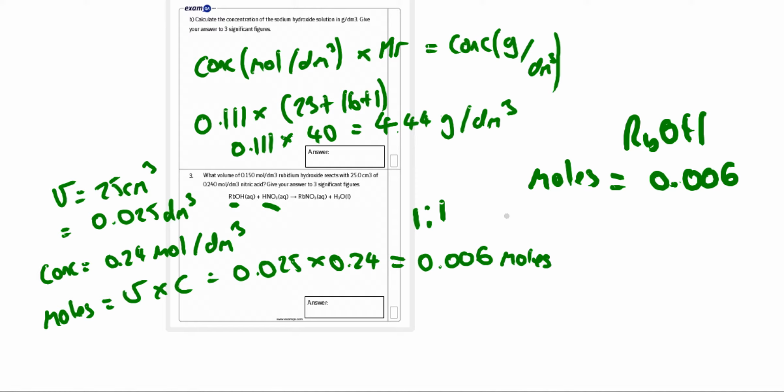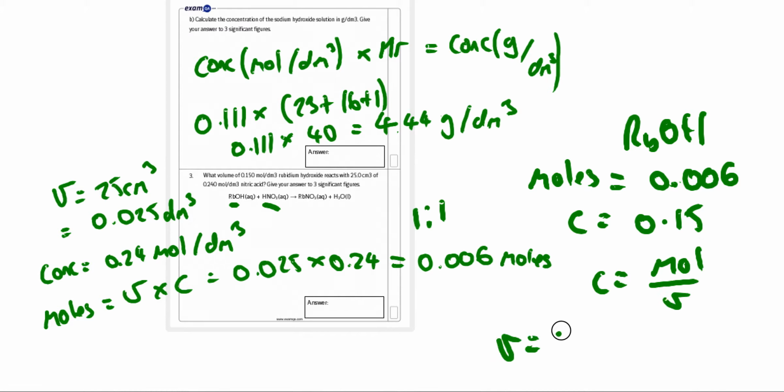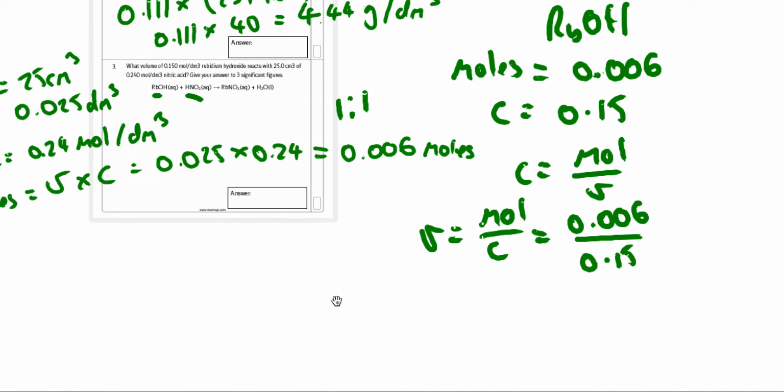From here, we want to find the volume, and we know the concentration is 0.15. So from here, we just use the equation. So we know the concentration is moles over volume, so volume is equal to moles divided by concentration, so it's 0.006 divided by the concentration, which is 0.15, and plugging that into your calculator will give you a result, which is 0.04 decimeter cubed. And that gives you your final answer to question 3.